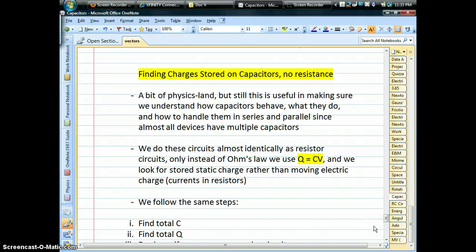Okay, we're back, and we're looking at capacitors. In this case, just pure capacitor circuits. We're ignoring resistance. We're not doing RC circuits in this little how-to video, which makes it a little bit unrealistic unless we're using superconductors. But these are useful to make sure you understand what capacitors are, how they behave, things like how they work, and what the rules are for series and parallel. How they store charge, etc.